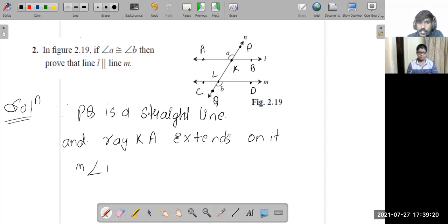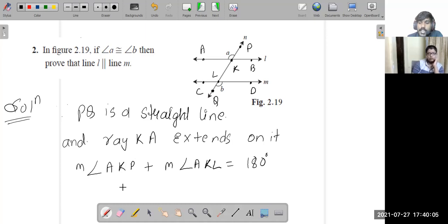So measure angle AKP plus measure angle AKL. Okay, look at this, AKP plus measure angle AKL. These two, this one and this one, that forms a linear pair. So it will be equal to 180 degree. Is this clear? Understood. Okay.